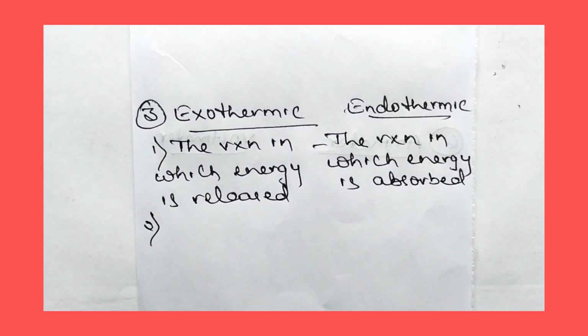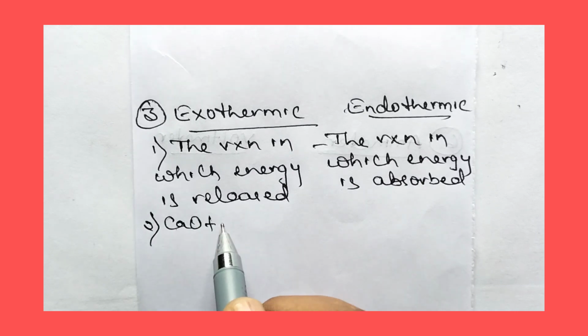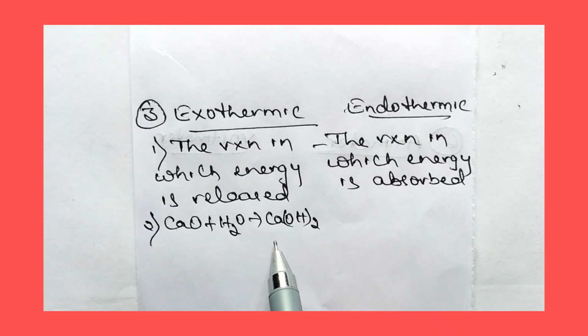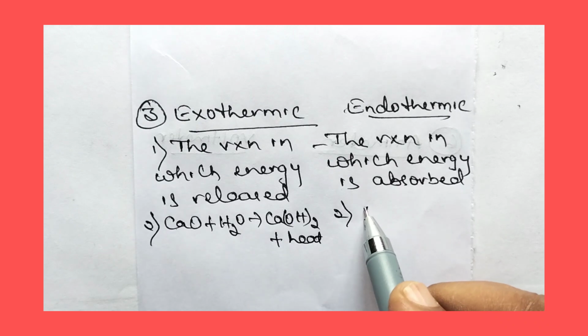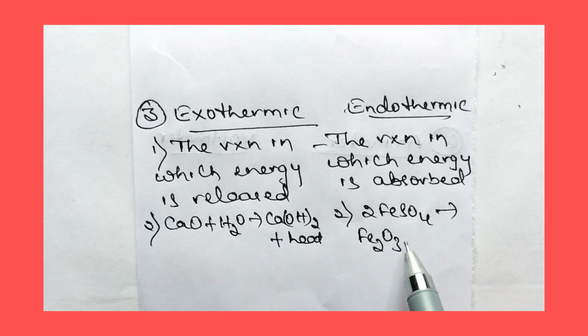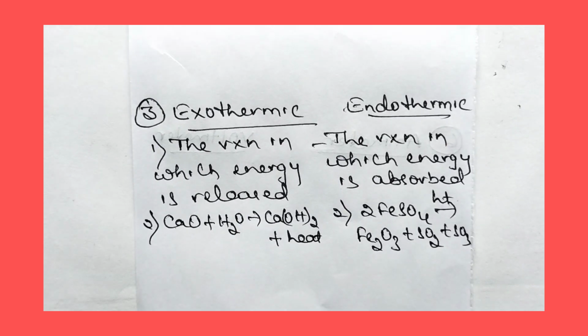Second, let us write the example for both exothermic and endothermic. Exothermic reaction example: CaO plus H2O gives Ca(OH)2 plus heat. Energy is released. Now let us write the example for endothermic reaction: 2FeSO4 gives Fe2O3 plus SO2 plus SO3. So here energy is absorbed. So this is the difference between exothermic and endothermic reaction. Now let us move to the fourth one.